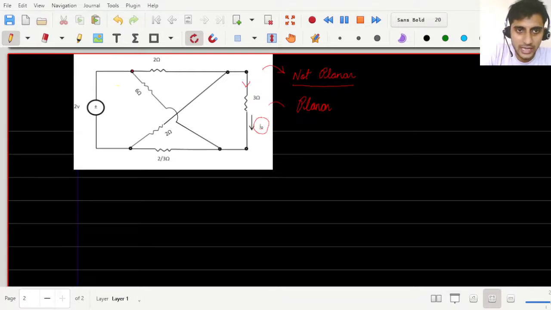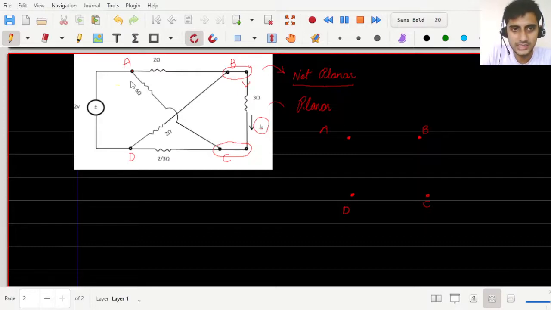Let me call this as, say, node A. Okay, this as node B, this as node C, and this as node D. You see that these two are same node and these two are also same node. So I have A, B, D and C. These are the four nodes which I have: A, B, C, and D.